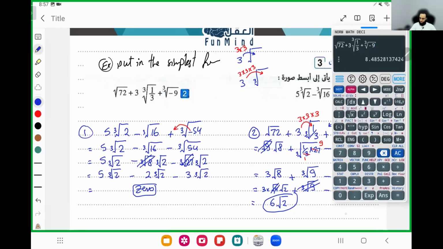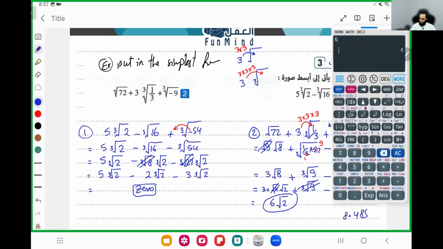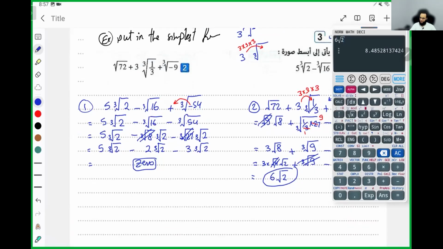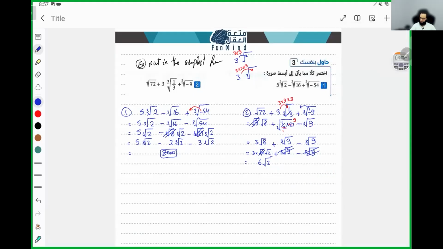Let's check again. Yes, it's 6 root 2, which is 8.485. Let's check 6 root 2. Yes, it's the same decimal. Then we are correct. Clear?